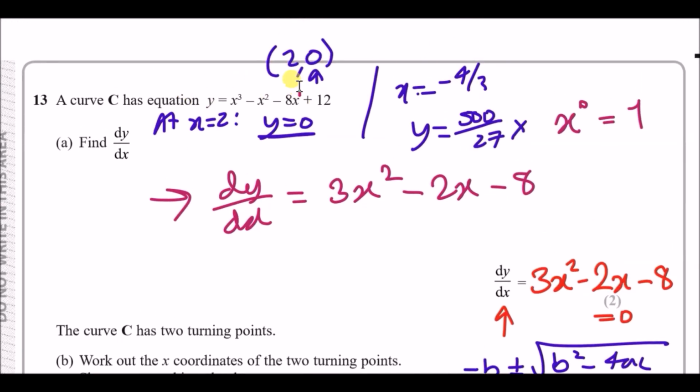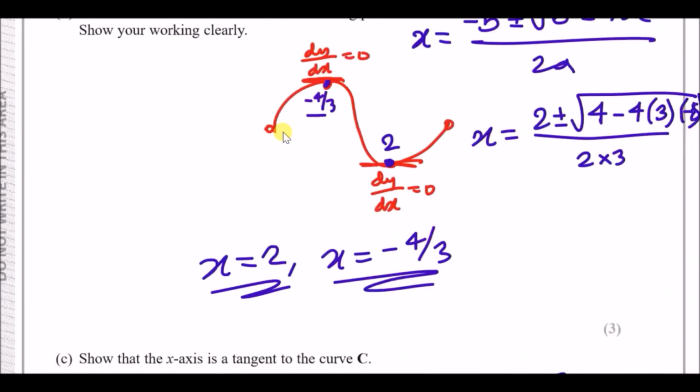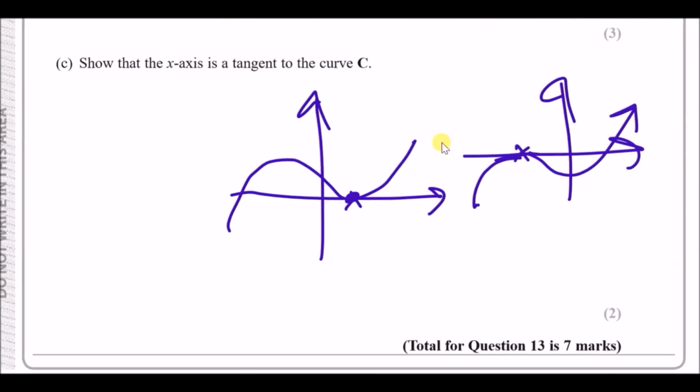So your solution would actually be when x equals 2, y is 0. So that is the x coordinate they want. X equals 2, y equals 0. Now, and that's really it.